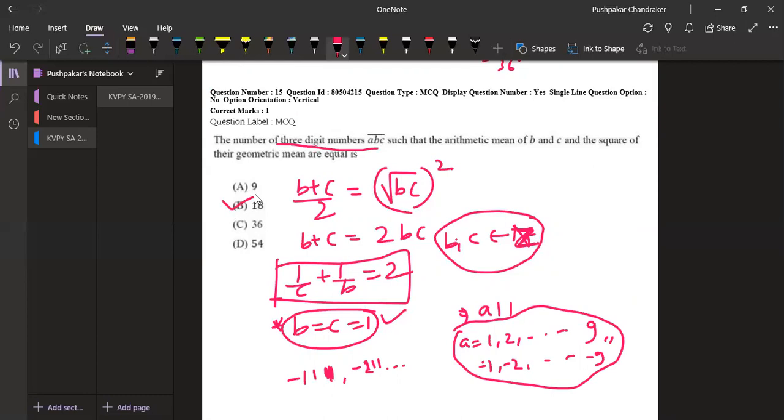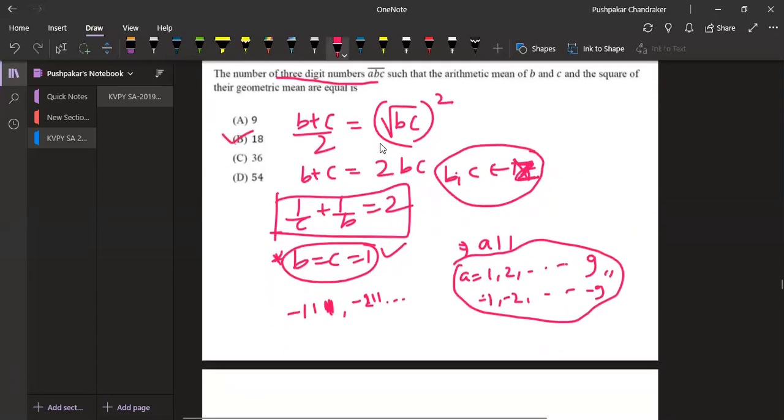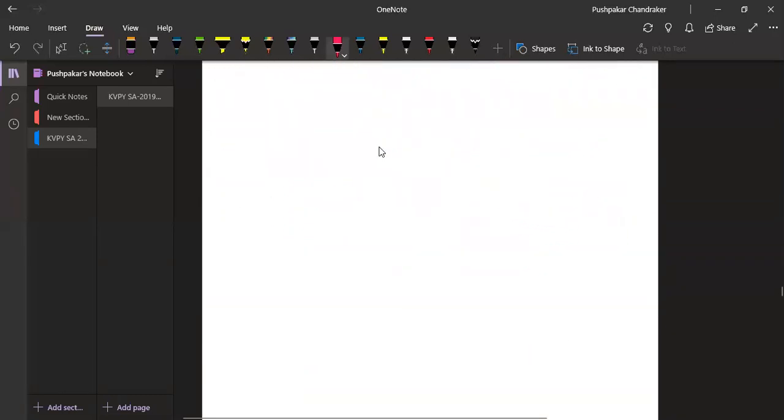When I solved this question the first time, I made that mistake. I just counted positive, because they said here the number of 3-digit numbers. They did not mention positive integers. So to count all, that gives you 18 possibilities. So that's the answer, option B.